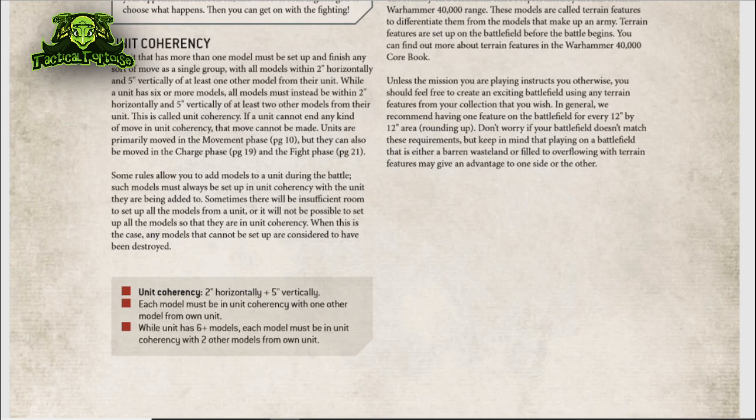Unit coherency has obviously gotten a big overhaul in 9th edition and has moved from measuring 6 inches vertically, as it did in 8th, to 5 inches vertically. This is to template it basically the same that a lot of other measurements now use, which is that 5-inch verticality to measure for multi-level terrain. Obviously, besides that, the biggest change to coherency is that units of 6 or more models must have all of their models within coherency range at 2 inches and 5 inches vertically of at least 2 other models in the unit in order for coherency to be met.